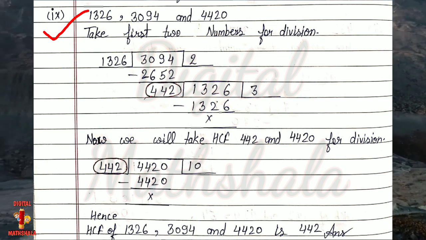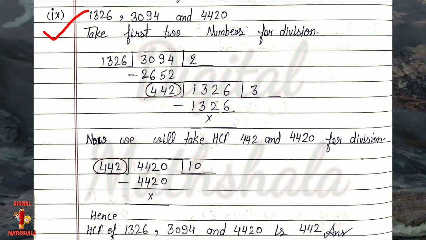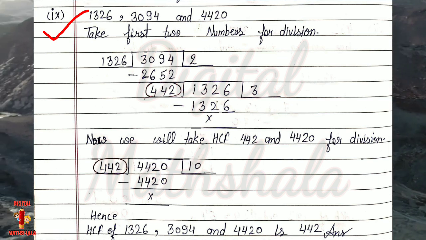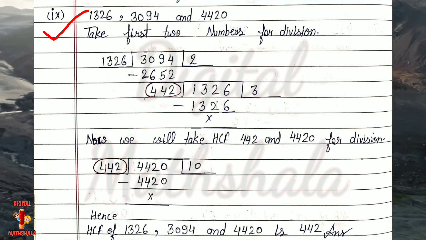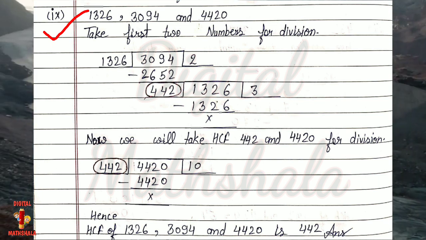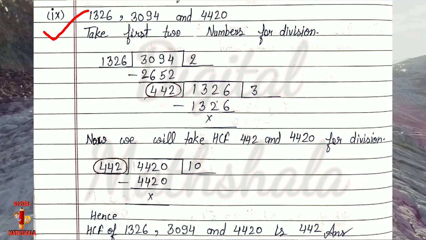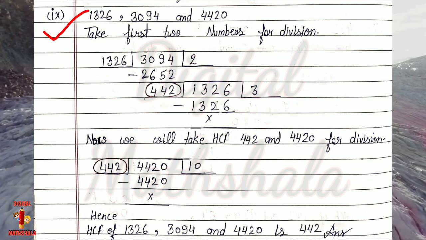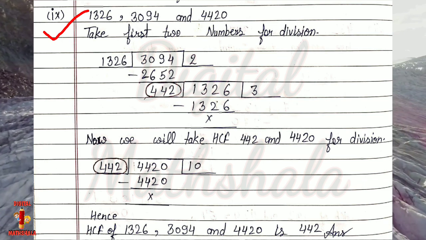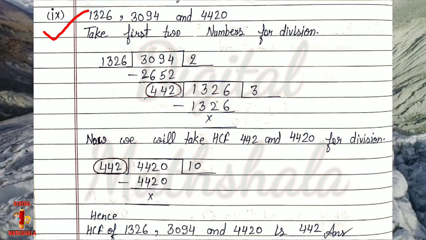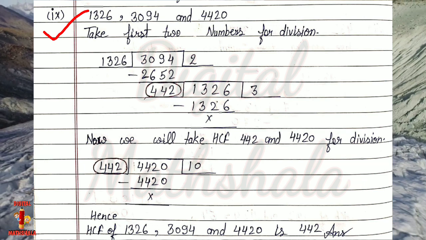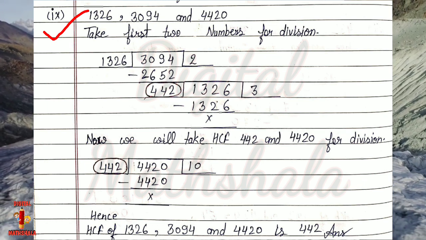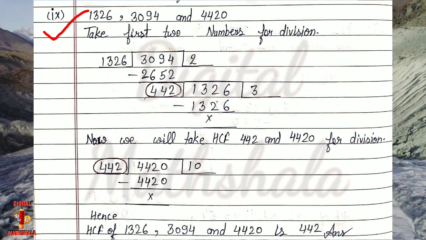So now the HCF of 3094 and 1326 will be 442. Now for the next, third number we will take, and this time we will take the HCF of 3094 and 1326, that is 442. So when we divide 4420 by 442, it will go 10 times and the remainder will be 0. So in the last we are having the divisor 442. So hence we can say that 442 will be the HCF of these three numbers.